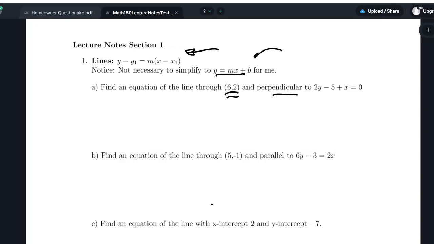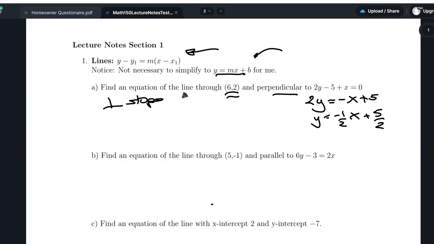So I do need to put it in this form to find out what the slope of this line is. So I'm going to move these things to the other side, and then I'm going to divide through by 2. Okay, so the slope of this line is -1/2, and so I know that the perpendicular slope will be +2. So then I'm going to have y minus 2, this 2, equaling 2, this slope 2, times x minus 6. And that's a fine answer.